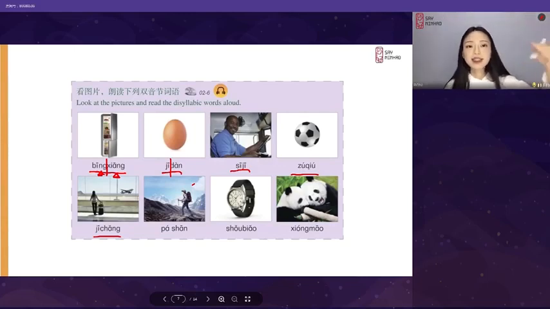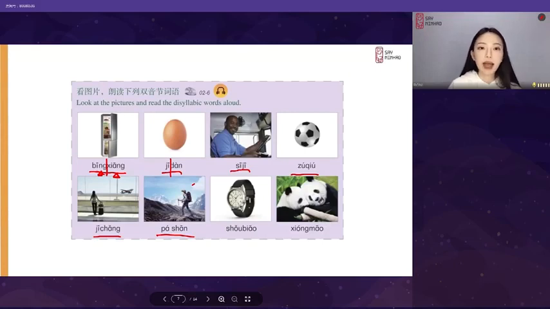Okay, next one is the airport. 机场, 机场. So the first one is 鸡, 鸡. Next one, 吃昂场, 机场. Okay, next one is climb the mountain, climb the mountain.